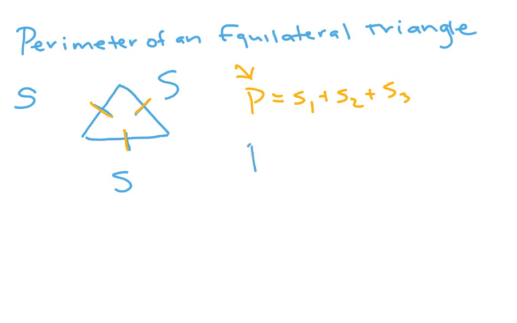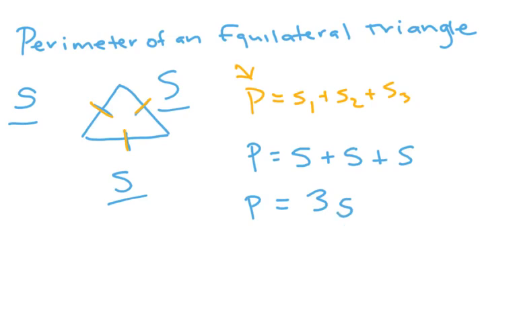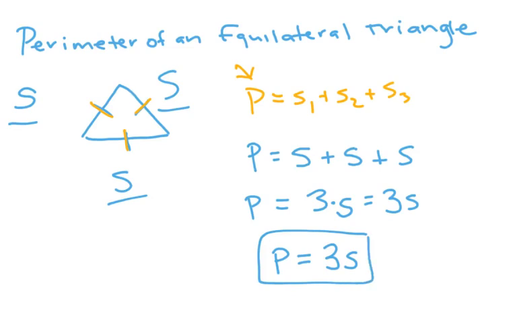So I can just say my perimeter for an equilateral triangle is S plus S, this S plus this S plus this S. Okay? Now, perimeter is equal to, if I think in terms of multiplication, how many S's do I have? 3. So my perimeter is 3 times S. There's an invisible dot. I can write it like this. I prefer to usually write it without the dot. That means multiplication. So my perimeter of an equilateral triangle is 3S. Okay?